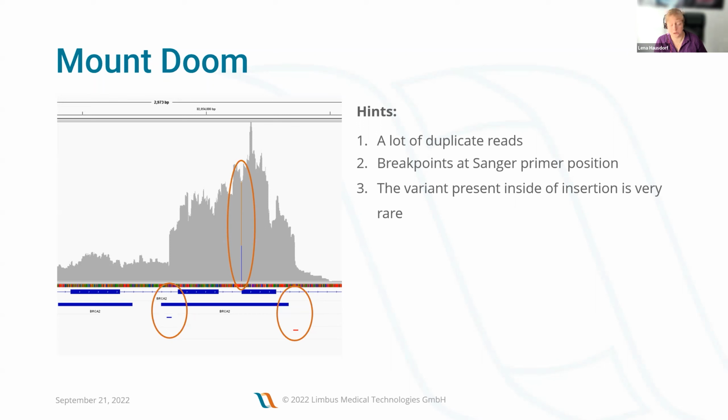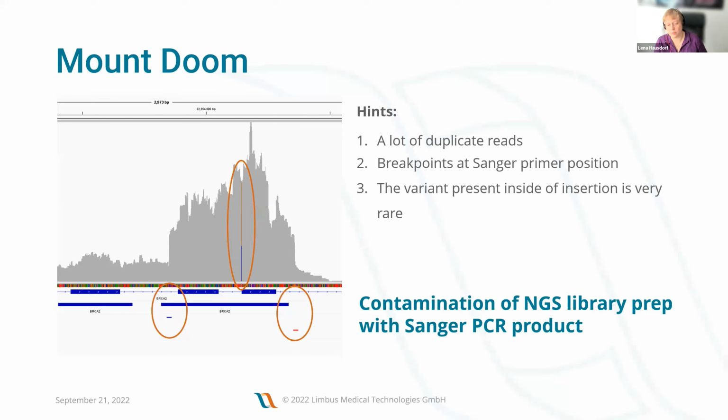And then there was this variant inside, and we checked the database of the customer, and it was super rare. They had it once before. None of our other customers had ever seen this variant. And so actually it was a contamination of the NGS library prep with a Sanger PCR product.